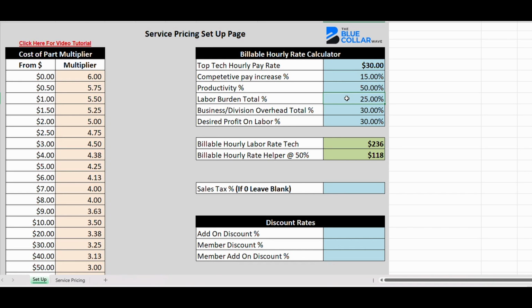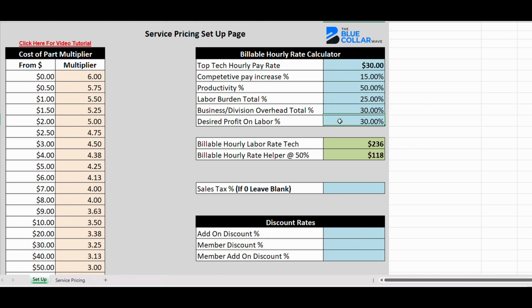This defaults to 25%. Typically, it could be anywhere from 24 up to 35 or so or more. So whatever yours is, put it in here. We'll leave it at the default of 25. Business overhead. Now, the total business overhead as a percentage, what is yours? The form defaults to 30%. We'll leave it at 30.